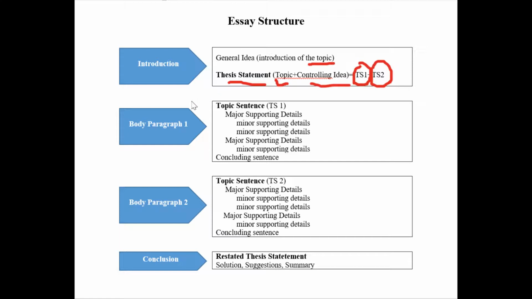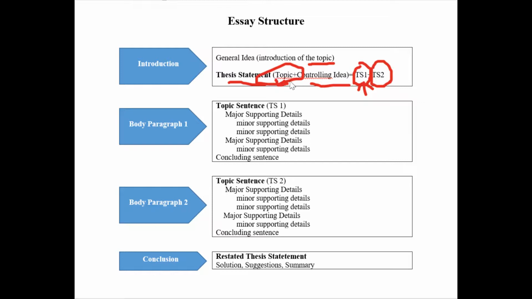When you start writing your first body paragraph, you need to start with the topic sentence. The topic sentence also has 2 parts. It also has to have the topic you're writing about and the controlling idea, number 1, which is the first idea you mentioned in your thesis statement. So in the topic sentence, again, you write the topic and idea number 1.